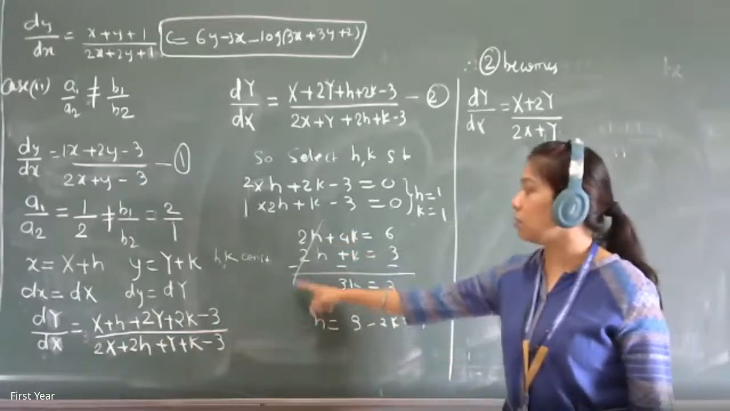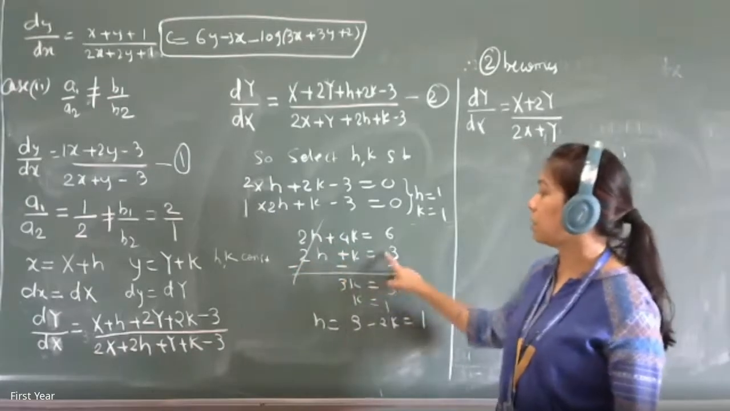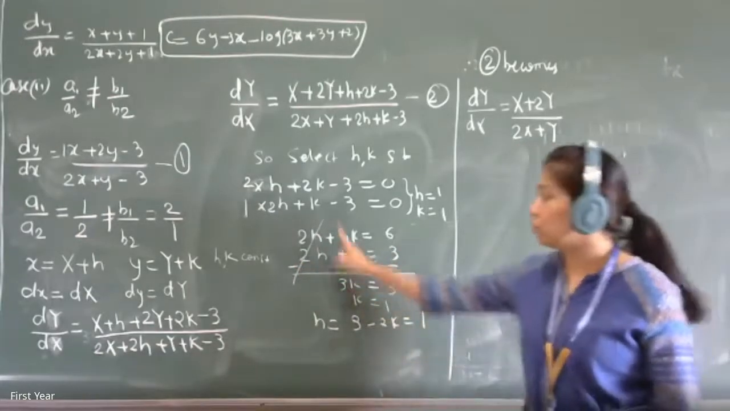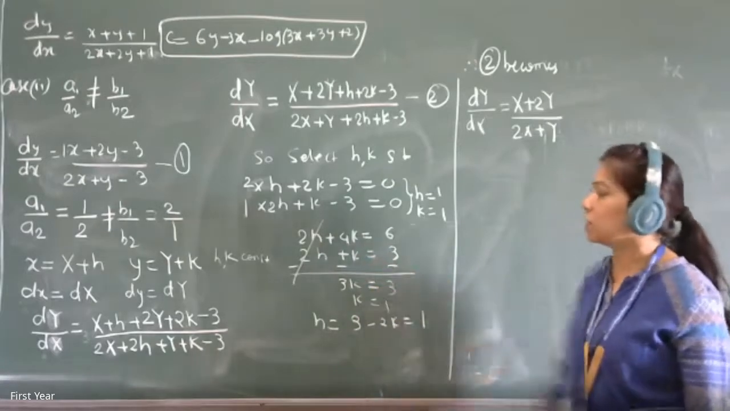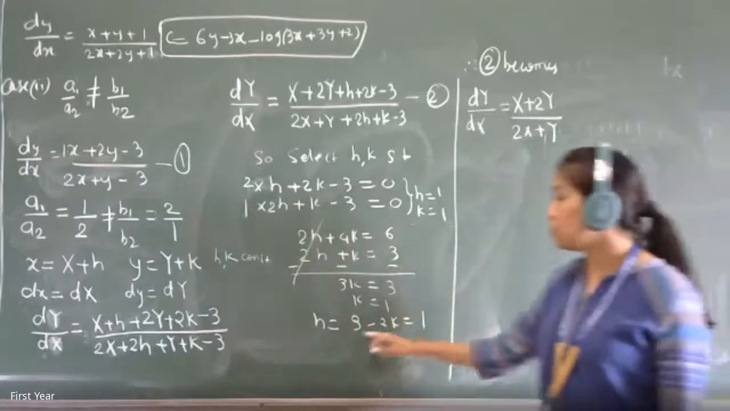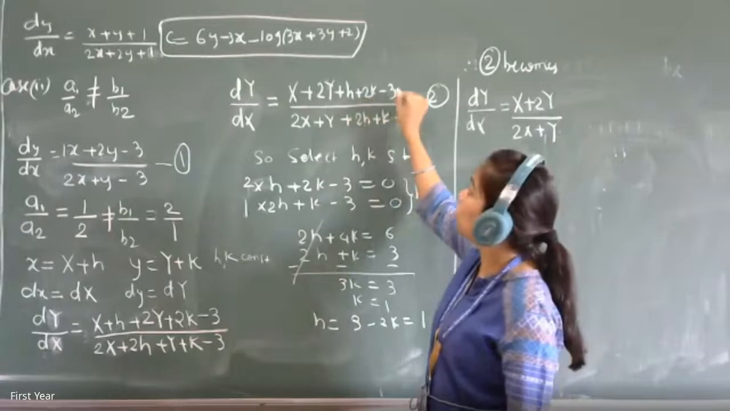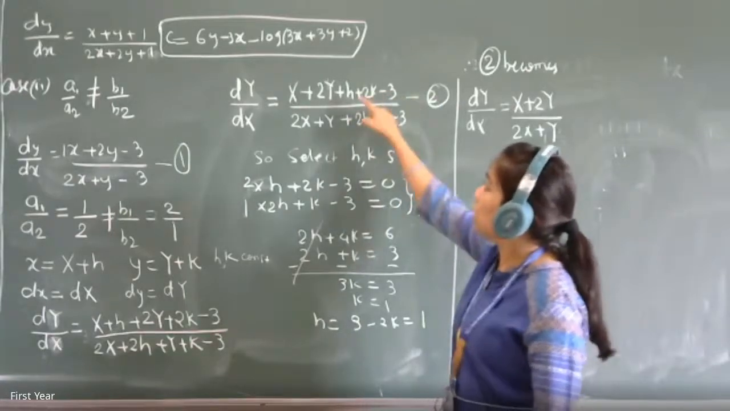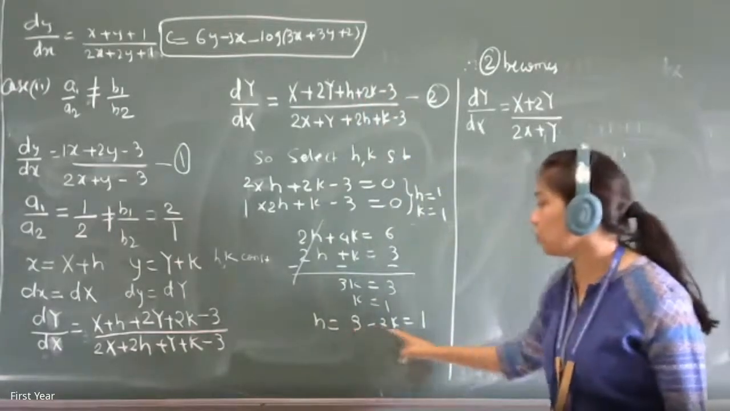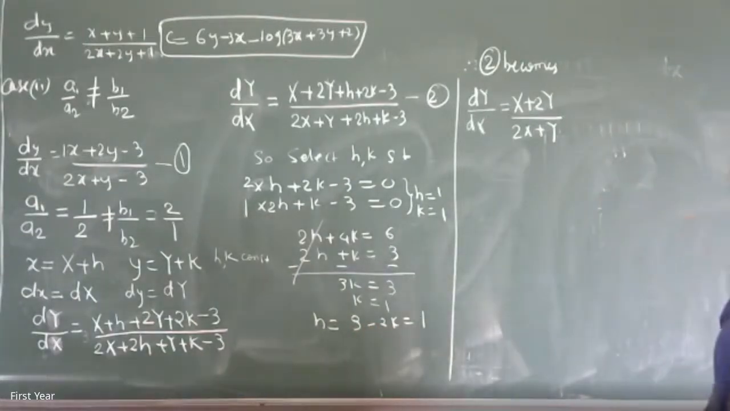And then cancel out this by subtraction. If plus, then minus; if minus, then plus. So 2h gets cancelled, 4k minus k is 3k, 6 minus 3 is 3, so k is equal to 1. And substitute this value of k in this equation: h plus 2k is equal to 3, so h is 3 minus 2k, so 3 minus 2 into 1, and 3 minus 2 is 1. So the h and k values are both equal to 1. Okay? Understood?